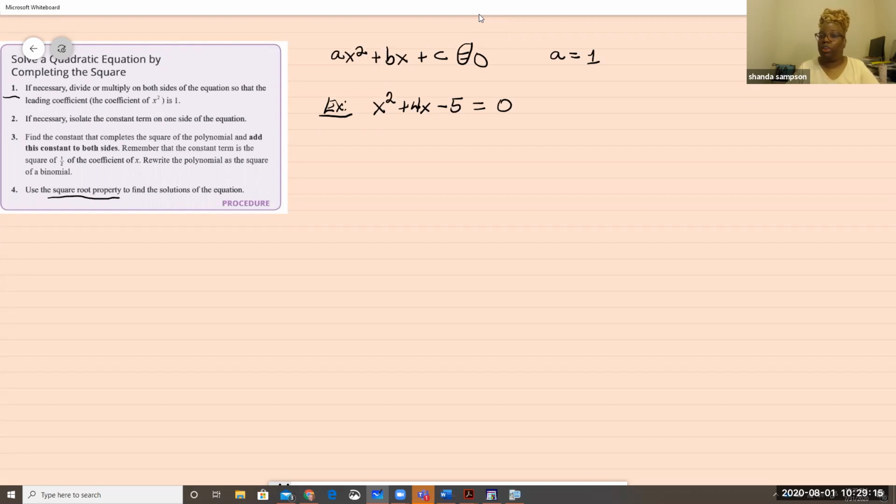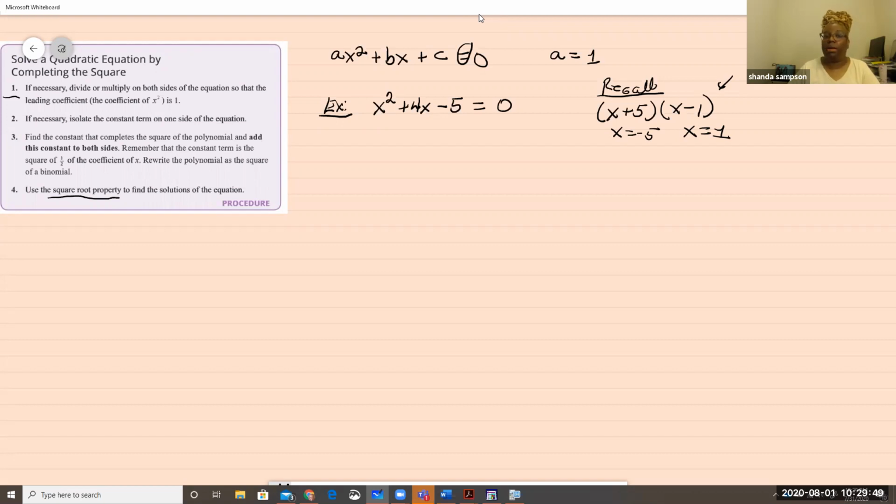Because we know, if we recall, that this would factor down to x plus 5 and x minus 1. Hence, x would equal negative 5 and x would equal 1. All right, so that's what that would break down to. We already know that. However, we're not asked to factor in that method. What we're asked to do is complete the square.